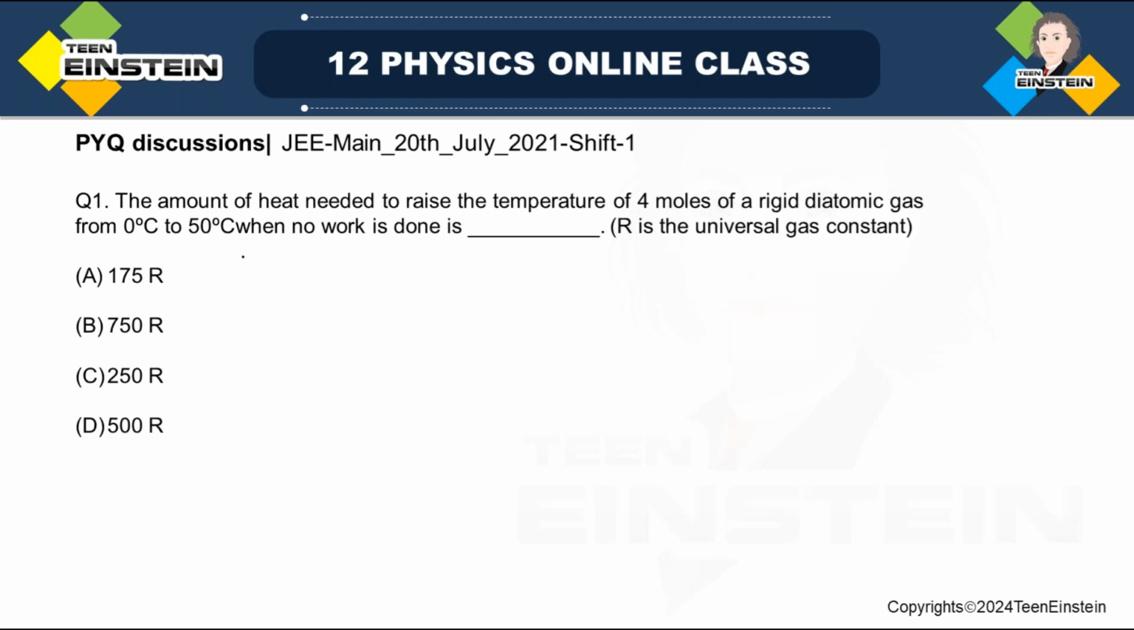So the first question says the amount of heat needed to raise the temperature of 4 moles of a rigid diatomic gas from 0 to 50 degree centigrade when no work is done. See, when no work is done, let me tell you, this question is actually from heat, as you can understand from here. Not only heat, kinematics.